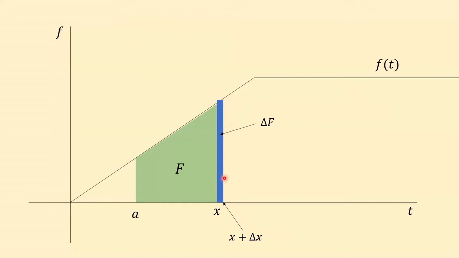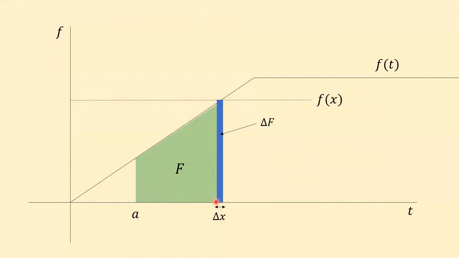We know that the area of a rectangle is the height times the base, and the base, of course, is just delta x. What is the height? Well, it's the value of the function at that point, right? The height of the curve is always the value of the function at any particular value of t, where we're looking at a specific value on the t-axis. We're at the value x.